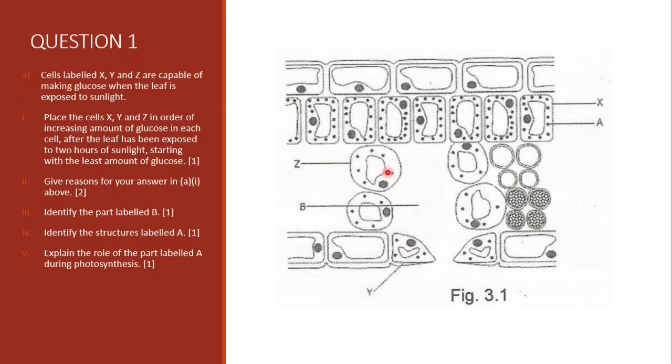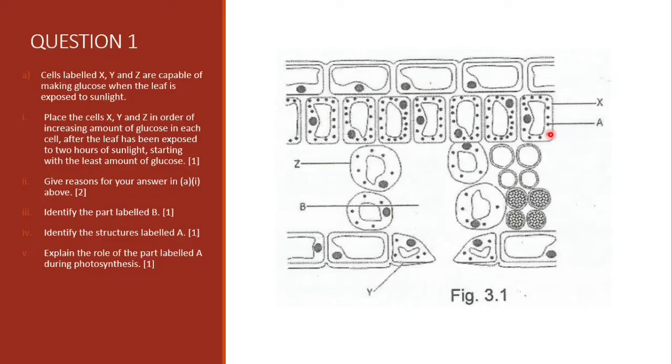That is the reason why this cell will carry out photosynthesis and make a lot more glucose than the other cells. Another reason is when you look at this cell, looking at structure A. Structure A is known as what? Structure A is the chloroplast.